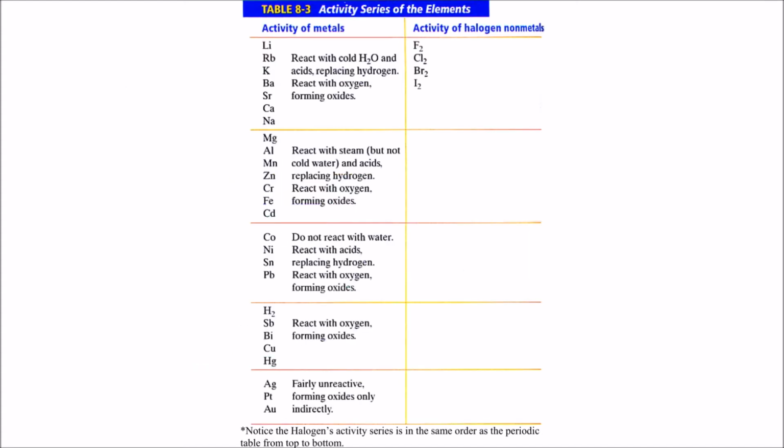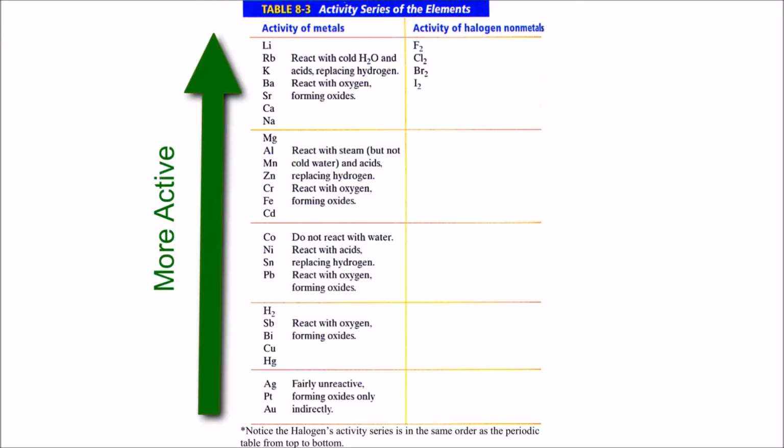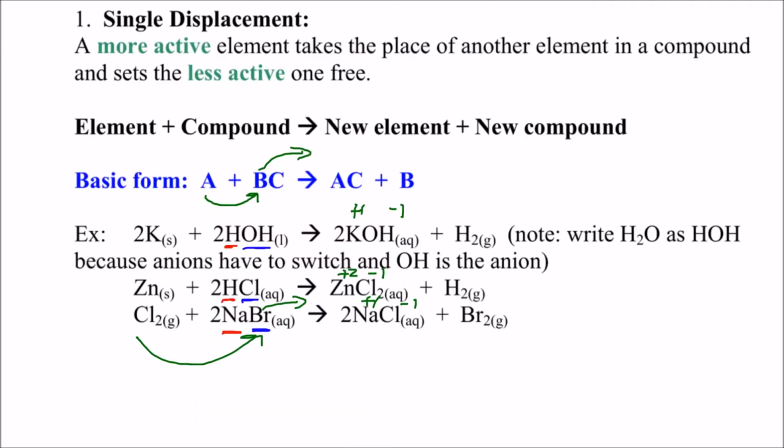Okay, now let's talk about what that more active and less active element stuff was talking about. This is called the activity series, okay? And it tells you what the more active elements are. The activity is going to increase as you move up the activity series, which means that any element that is higher than another element in the activity series is capable of kicking it out, like we saw up above. Chlorine would be able to kick out bromine because chlorine's more active. Zinc would be able to kick out hydrogen because zinc is more active than hydrogen.